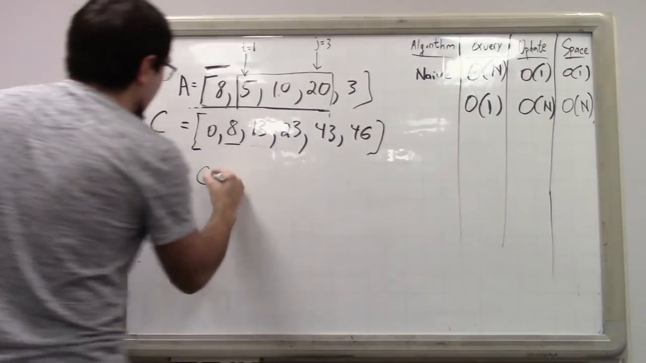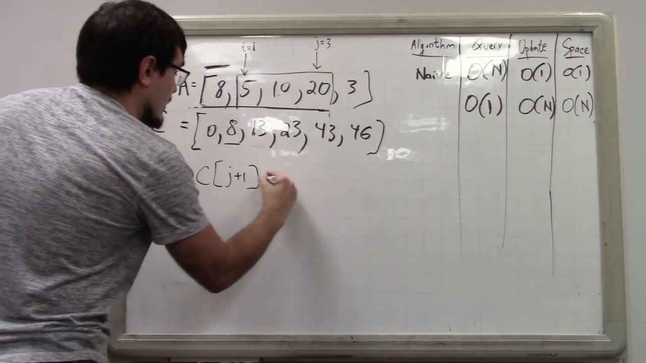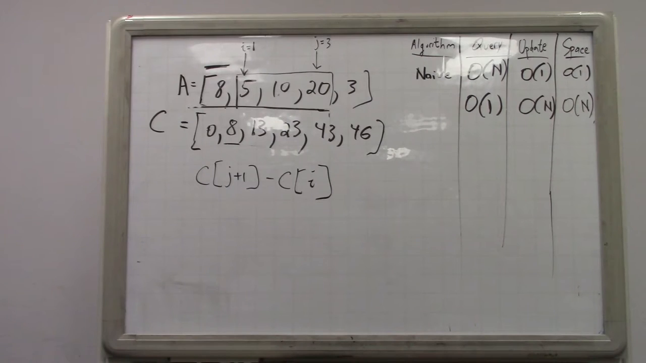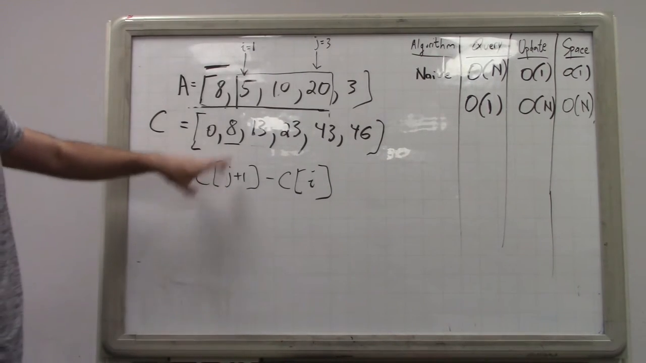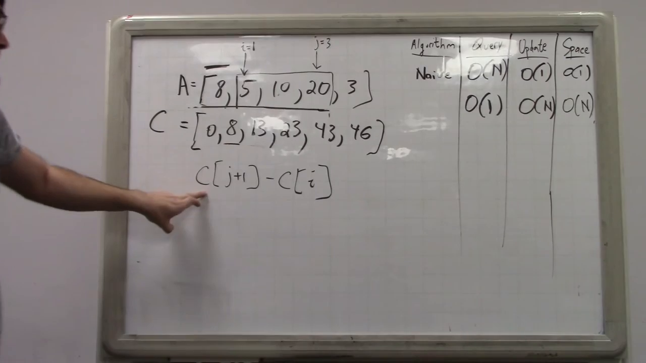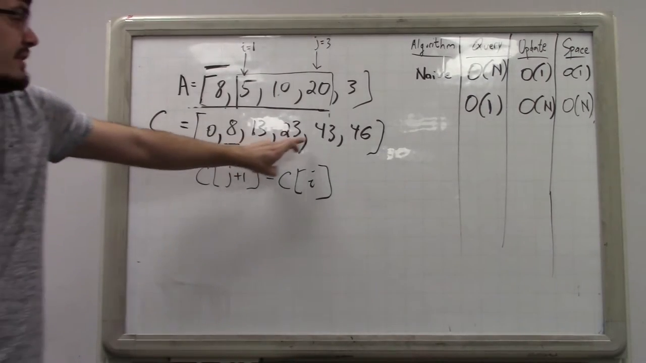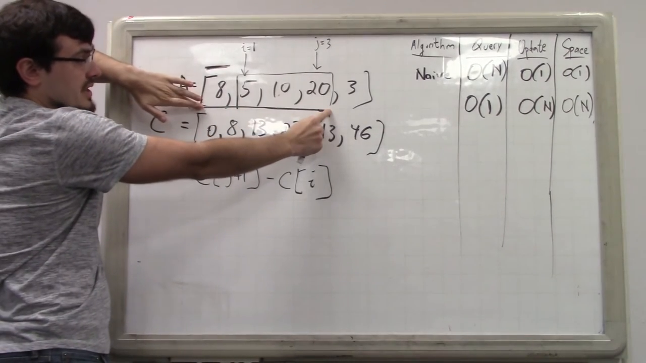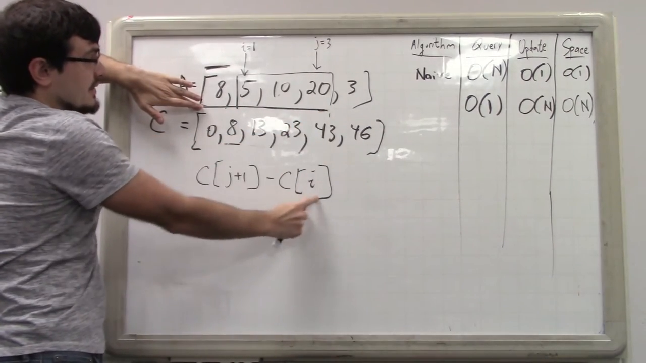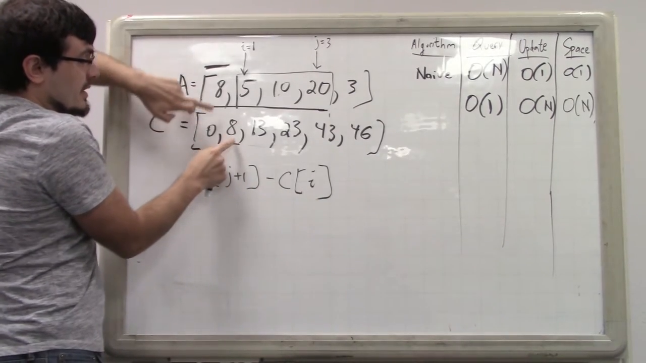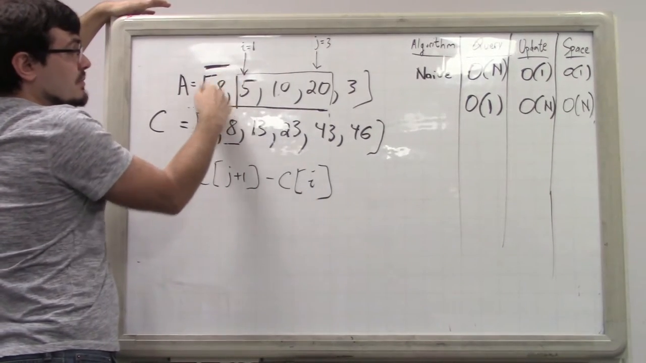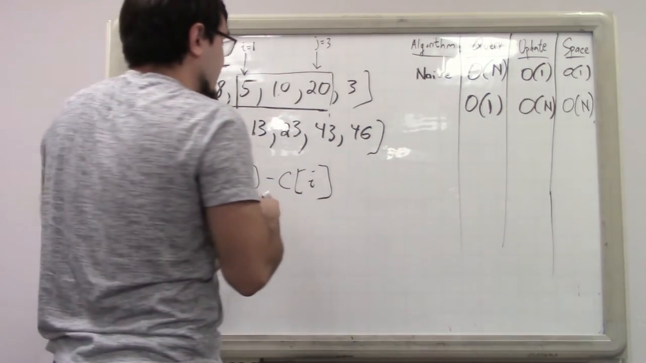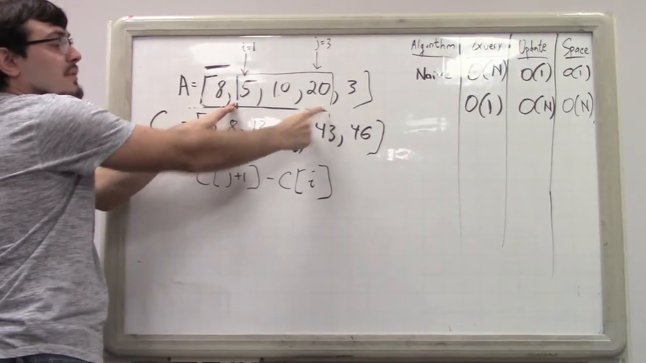So the formula ends up being something like this. You can work out the plus ones and minus ones, but for this case, when you have j equals 3, this is C of 4: 0, 1, 2, 3, 4, so you get 43. 43 is the sum we wanted. Then C of i, I will subtract out C of 1, which will subtract out this. So this will be 43 minus 8. This gives us 35 in this case, and 35 is the sum of this segment.